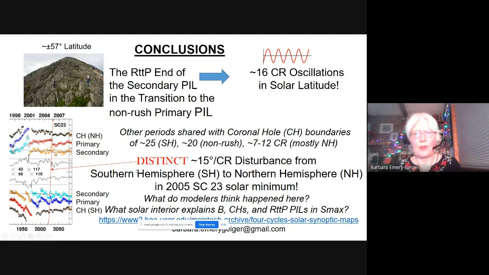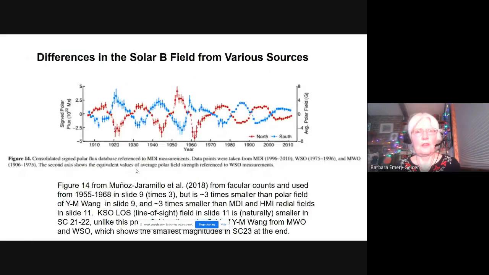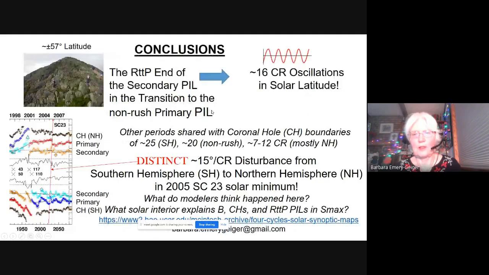I had one final one on looking at differences in solar B field from various sources. And one of the things I found particularly interesting was this can go back to like 1905 using facular counts. This is from Munoz-Jaramillo. So this is solar cycle 23 when we have a low B field, and then it was higher, and it's actually much higher in the past, but we don't have satellite data then. So I'll go back to my previous slide, and I guess I am done.